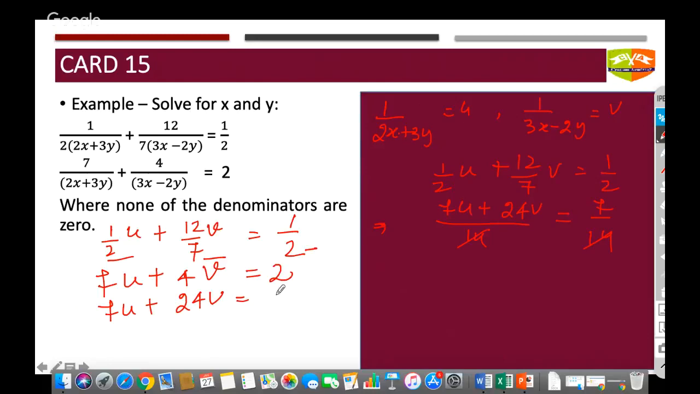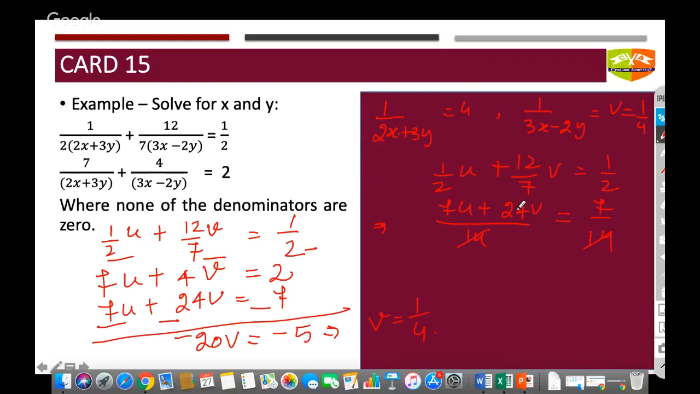is equal to 7. So what I get over here is, this negative, this negative, this negative, minus 20v is equal to minus 5, and v comes out to be 1 by 4. So I put it here, this is equal to 1 by 4. So 1 by 3x minus 2y is equal to 1 by 4. So I write here 3x minus 2y is equal to 4.